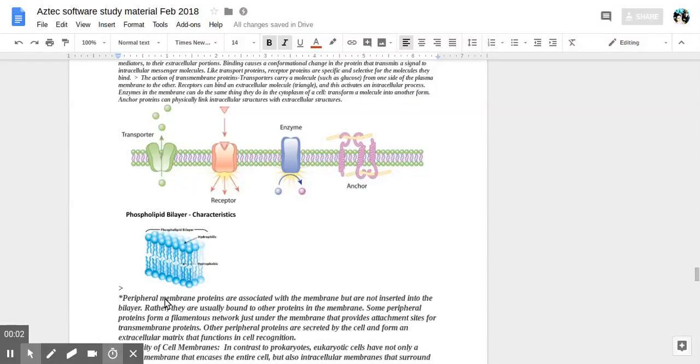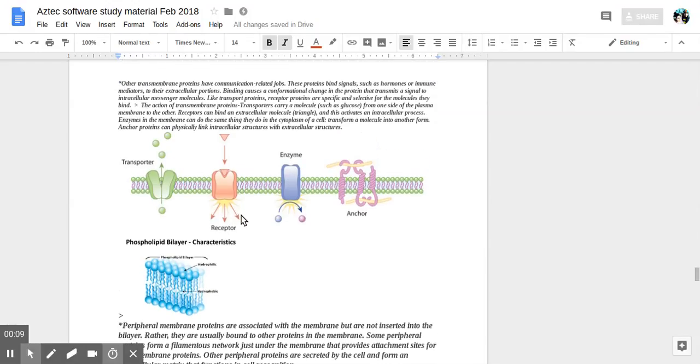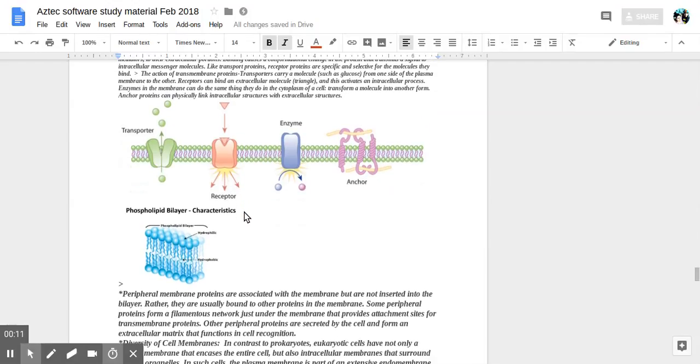Hi guys, we're continuing with my cell biology, life science in a nutshell notes. We were learning about cell membranes.